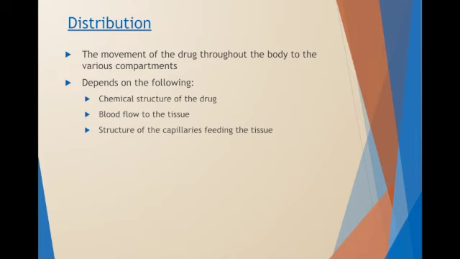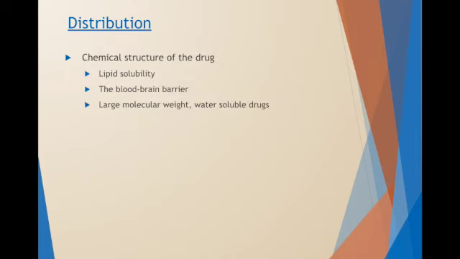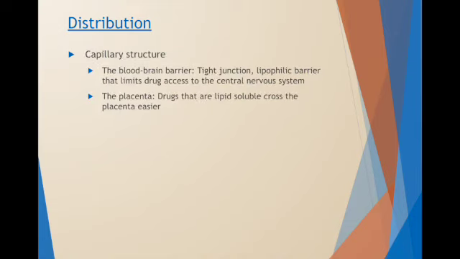And then I'm not going to talk too much about distribution here. This is, again, moving the drug throughout the body, dependent on several important variables. We'll talk here really quickly about the blood-brain barrier. There's a tight junction that's a lipophilic barrier at the brain, and that limits access to the central nervous system. So some medications are able to pass the blood-brain barrier, and other medications are not able to pass the blood-brain barrier as it moves through circulation.